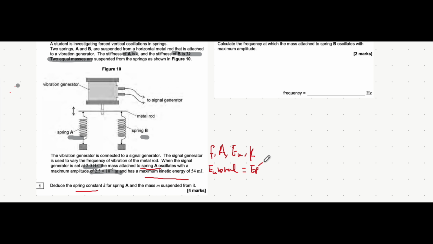So for the elastic potential energy, we're going to use a half kx squared, because that's the equation that involves the maximum amplitude or the extension, along with the spring constant which you're trying to find. And the kinetic energy is just given as 54 millijoules, which we're going to multiply by 10 to the minus 3 and convert into joules to use in the calculation. We make that equal to a half k times the amplitude squared, which is 2.5 times 10 to the minus 2, squared.